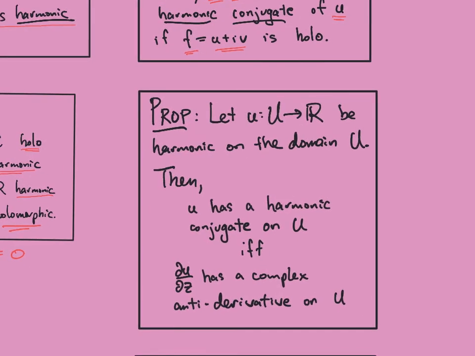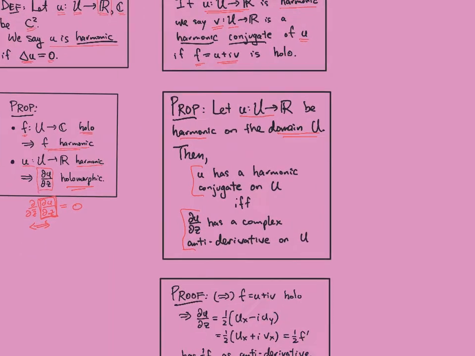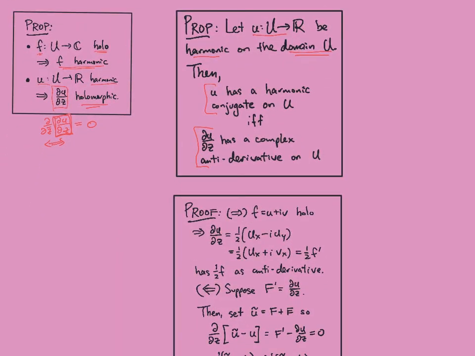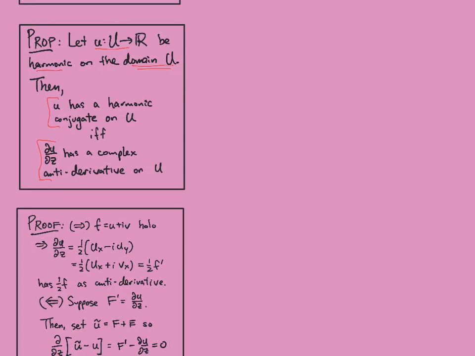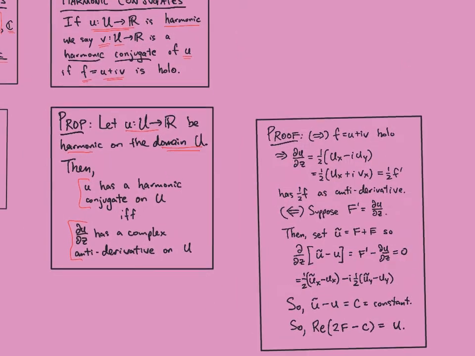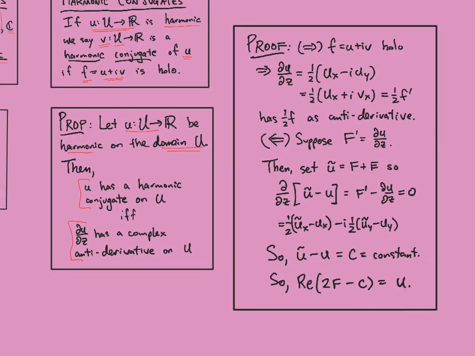Okay, so when do we have harmonic conjugates? If I have a harmonic function u on a domain U, then u has a harmonic conjugate on U if and only if du/dz has a complex antiderivative on U. So why is that? This is pretty straightforward. Here's the proof. Let's see how it goes.